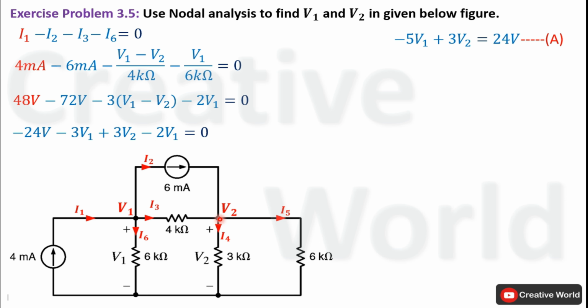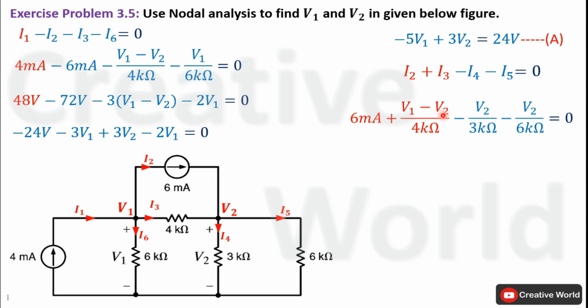Now we will apply Kirchoff's current law on this node. On this node, two currents are entering I2 and I3, while two currents are leaving I4 and I5. Leaving currents are taken with negative sign and entering currents are taken with positive signs. We have to replace these currents with their respective equations. I2 is equal to 6 mA, while I3 is equal to V1 minus V2 divided by 4 kilo ohm, as we have calculated in previous step.